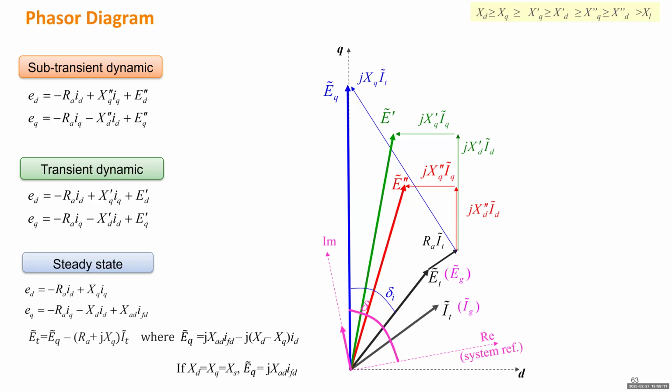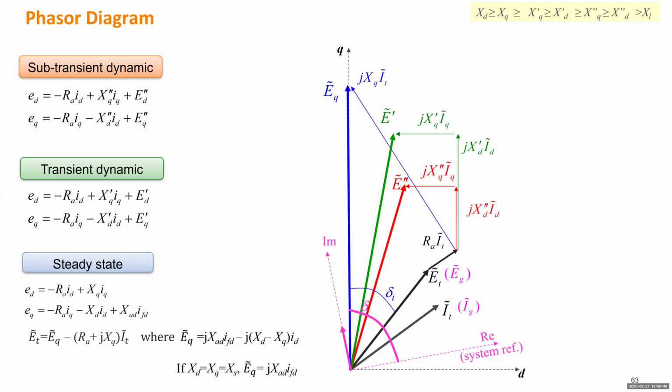What are the voltage and current in the new reference? The phasor direction is still the same. This ET is still that one, but relative to the common reference, this angle will become smaller. So how can we know the new angle? We can utilize two angles. One is this delta I, which is defined as the internal rotor angle. That is defined to be the angle between the terminal voltage and EQ.